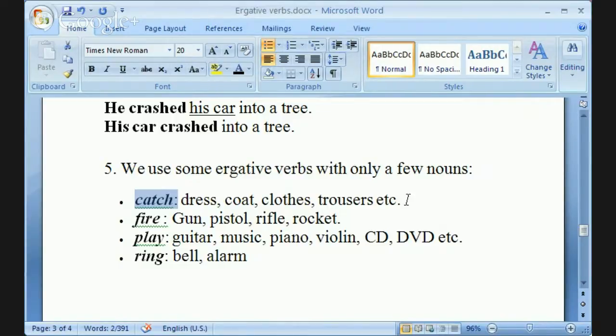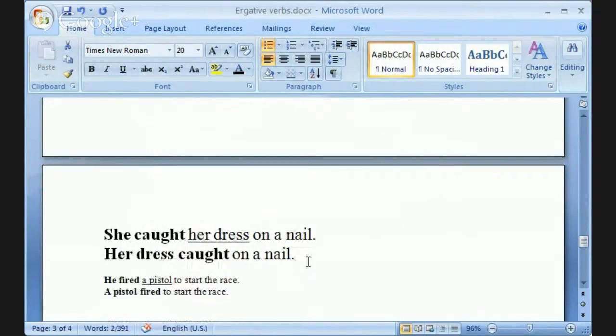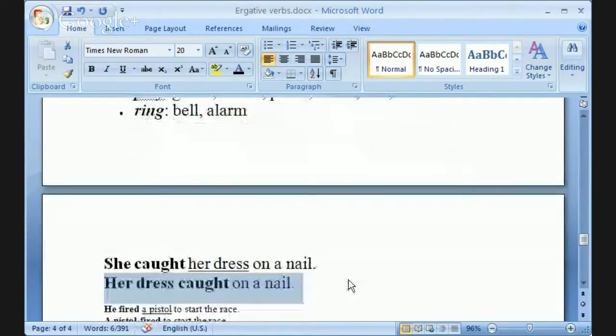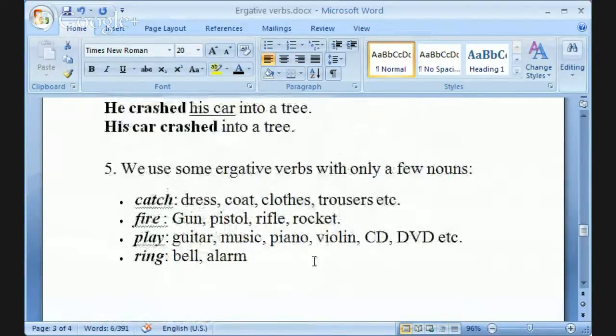Yeah. Okay. But much more commonly, how about this? Check this out. She caught her dress on a nail. Her dress caught on a nail. When you tear your clothes, this has happened to all of us. There's something sticking out, you pull your clothes, and then you actually get a tear in your clothes. This happens to everyone. You catch your clothing on something, a nail, whatever.